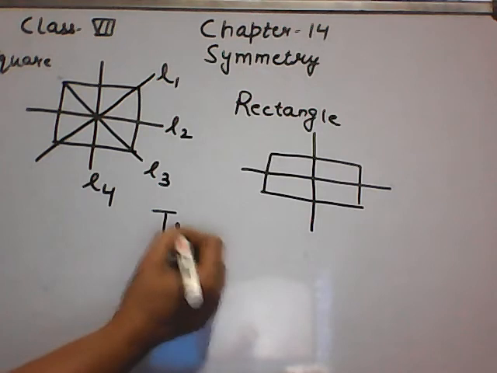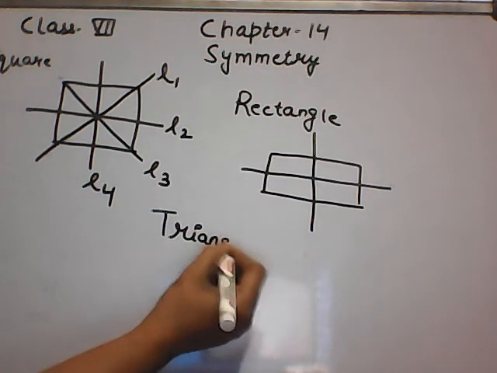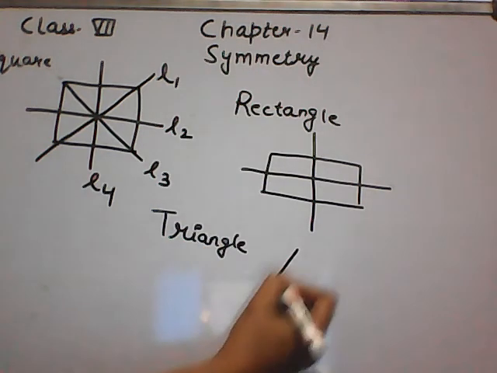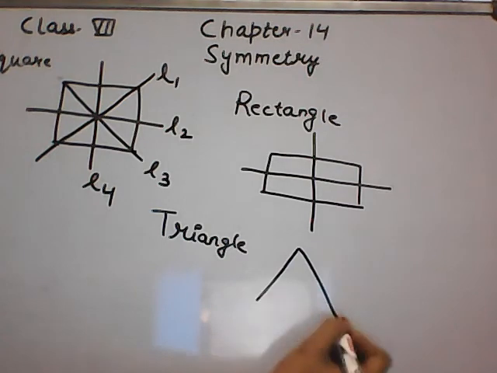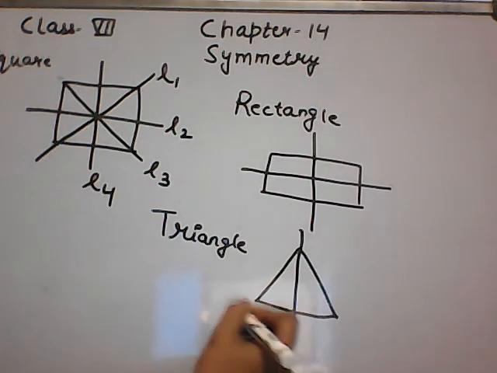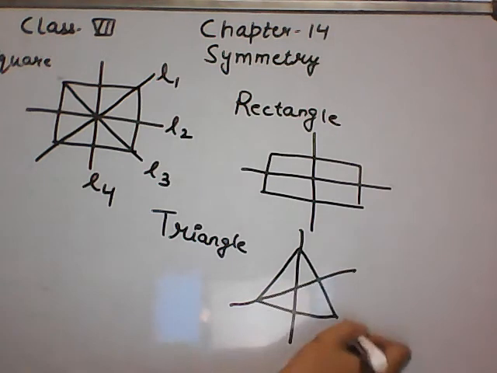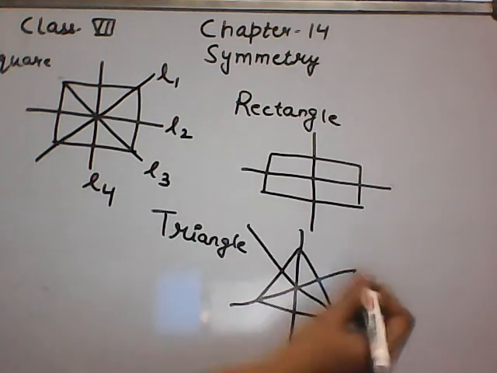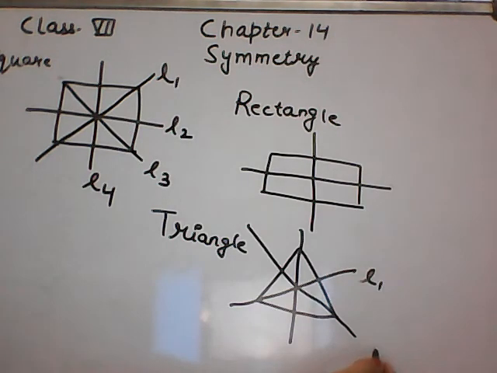Next case is a triangle. Suppose we take a triangle and there are three lines of symmetry in a triangle. Line 1, line 2 and line 3. If we fold this triangle along these lines, then the two parts coincide with each other.